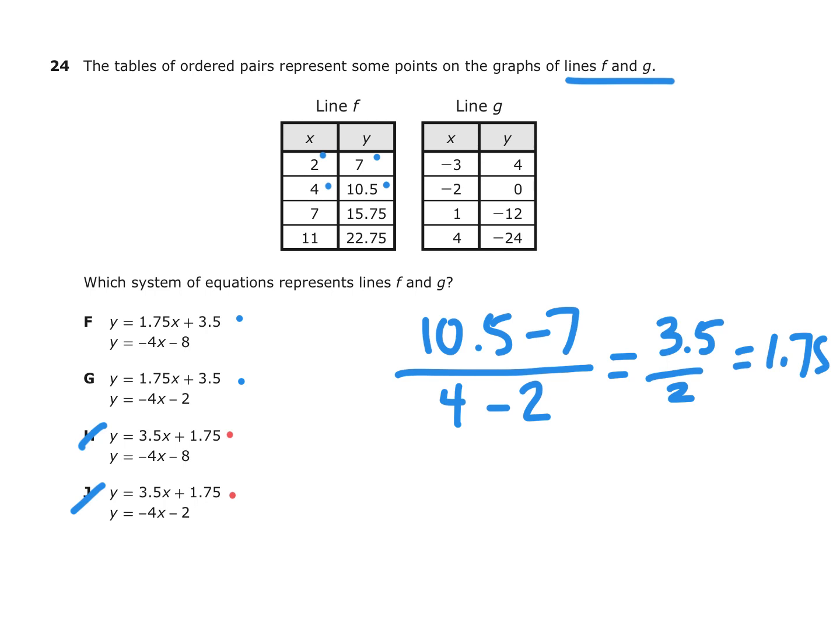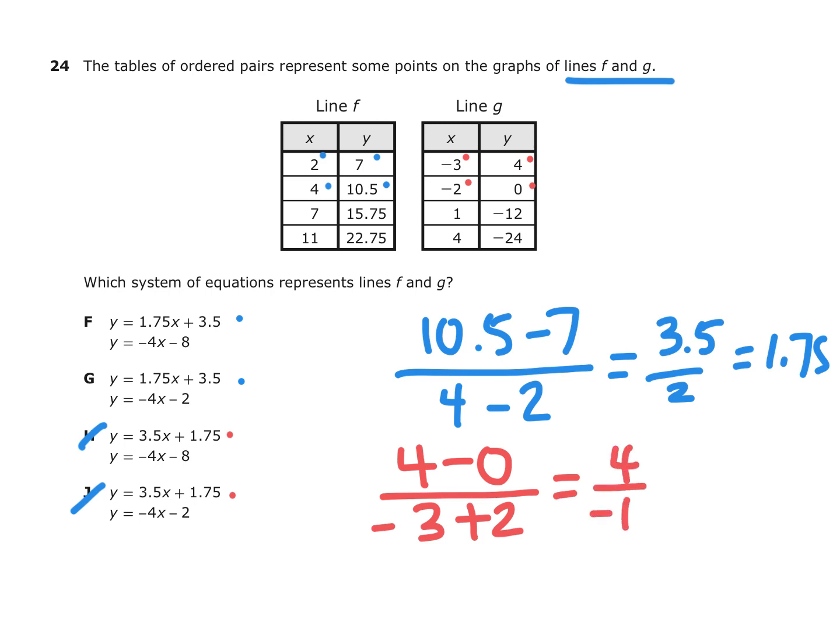Now what we need to do is find the slope for line G. So I'm going to do y2 minus y1, 4 minus 0. And then I'm going to do negative 3 minus the minus 2. So negative 3 minus the minus 2 is a plus 2... so I'm going to have 4 over negative 1. So the slope for the second equation is negative 4. And so both of them have negative 4 slope. But I noticed that they have a different intercept.